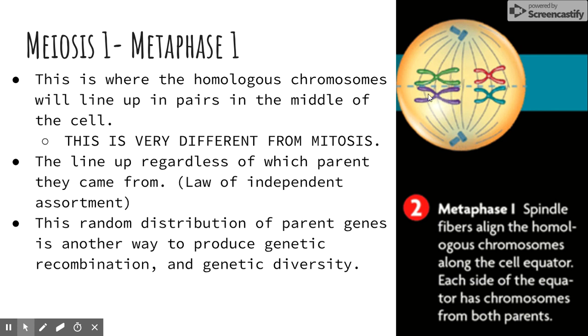So we could have a mix. This could be our mom's chromosome, and this could be our dad's chromosome. And when you start to think about organisms like ourselves, where we have 23 of these homologous pairs, all of which are lining up individually without any regard to whether they came from our mom or from our dad, you can start to see how we can really increase genetic diversity. So we've covered 2 ways to get genetic diversity so far. We've talked about crossing over, where we switch sections of a chromosome for another, and the law of independent assortment, where our chromosomes will line up regardless of where they came from.